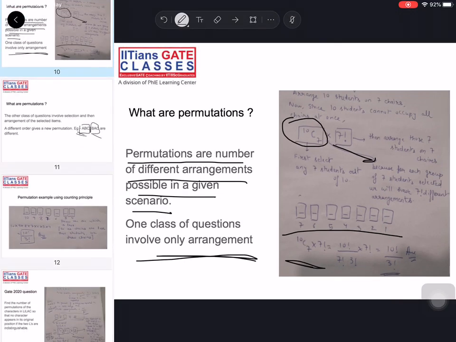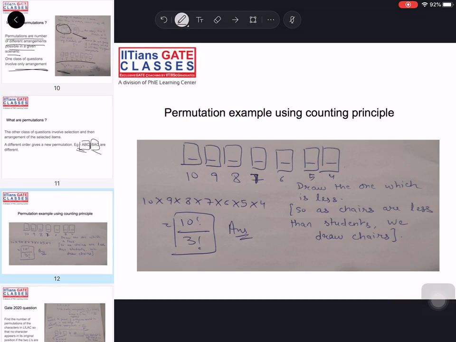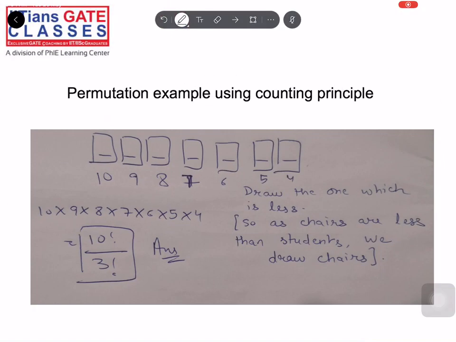So these are the basic categories to which the question belongs. If you have understood whatever I've done until now, the type 1 method is over. In the type 1 method we discussed 3 categories: selection only, arrangement only, and selection plus arrangement. Next is permutations using the fundamental counting principle.